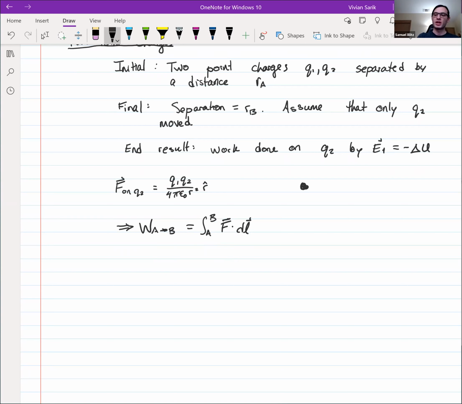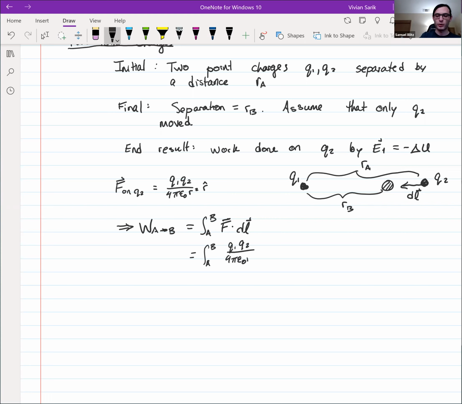So the picture here is you have Q2 here, you have Q1 here, assuming that they have different magnitudes just for the sake of this drawing. You have RA, and then maybe at a later time you'd have RB. So the path that it travels is in the radial direction, inwards or outwards. And so the force is just Q1 Q2 over 4 pi epsilon naught r squared, and then it's r hat dot dl.